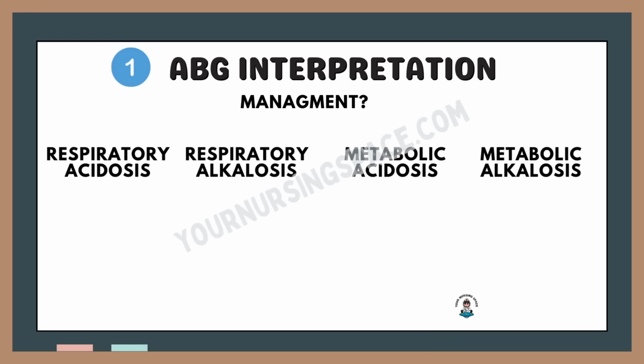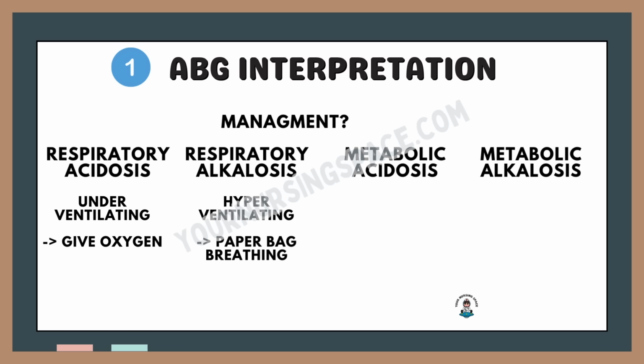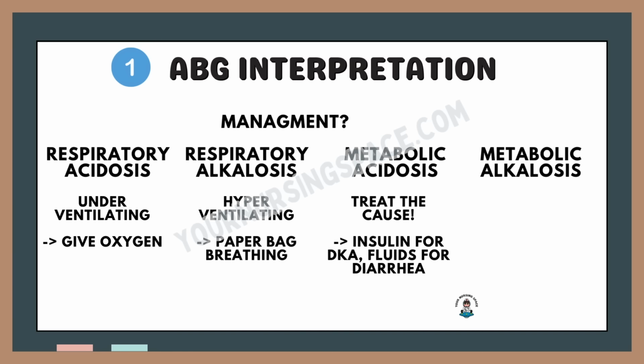Management is where it gets practical. For respiratory acidosis, fix the breathing. They are underventilating, so oxygen and ventilators if needed. If the patient is experiencing respiratory alkalosis, they are hyperventilating, so slow the breathing. Paper bag trick for panic attacks works sometimes. How about metabolic acidosis? You've got to treat the cause: give insulin for DKA and fluids for diarrhea. What about metabolic alkalosis? They are losing fluids from vomiting, so replace fluids and electrolytes, so give IV saline. Always treat the root problem, not just the numbers.